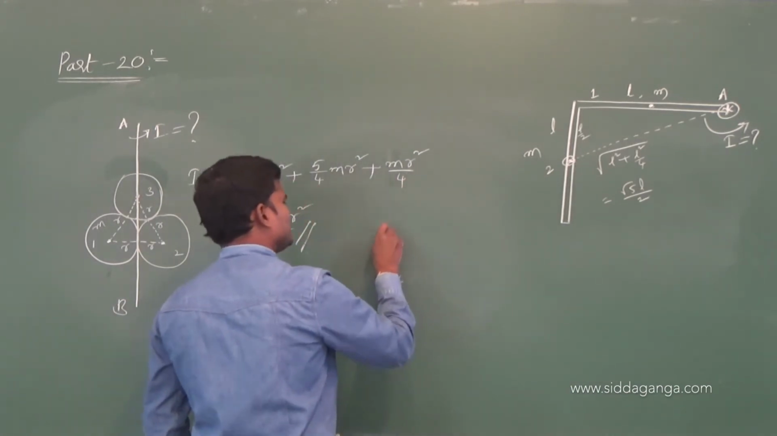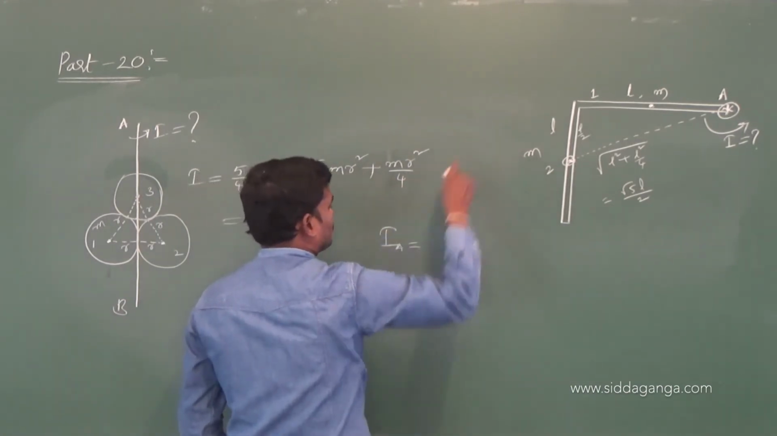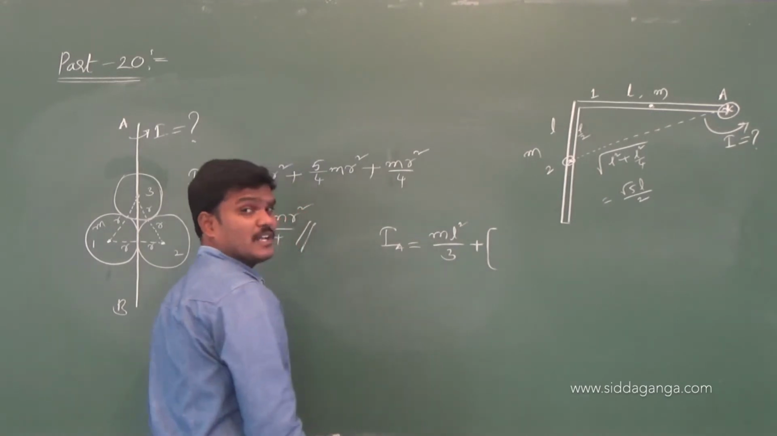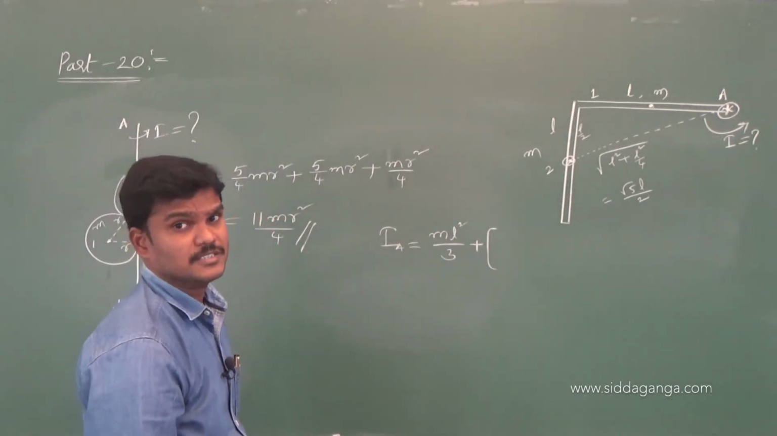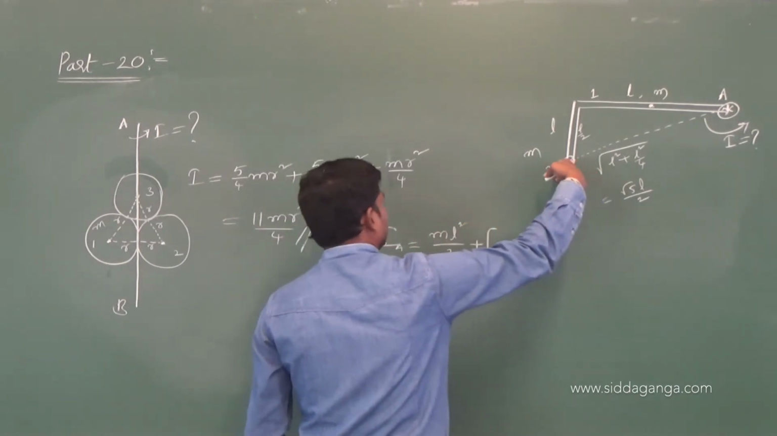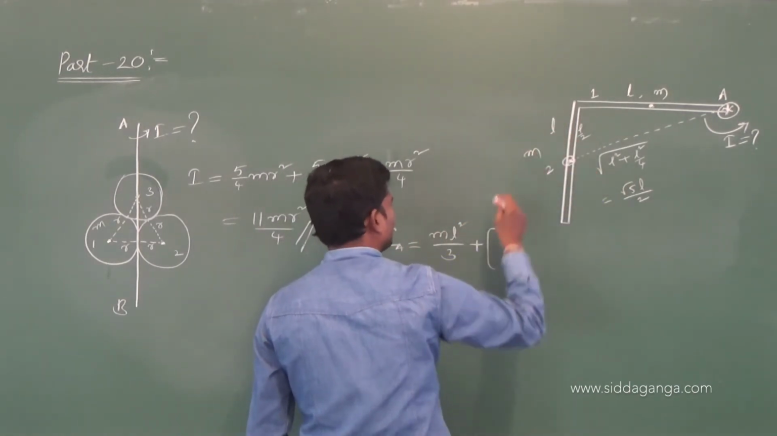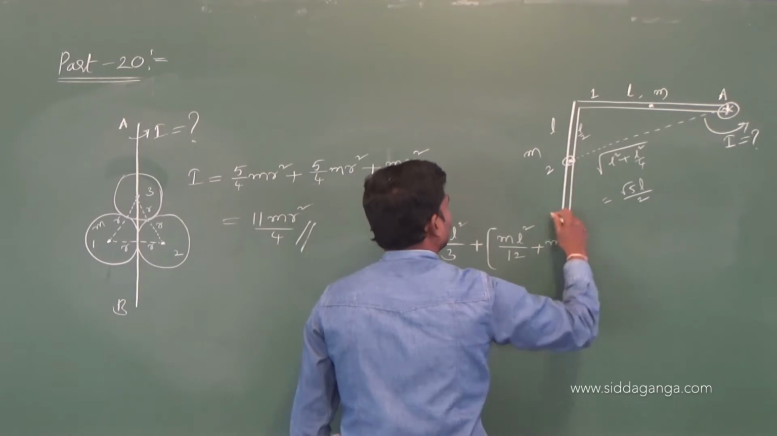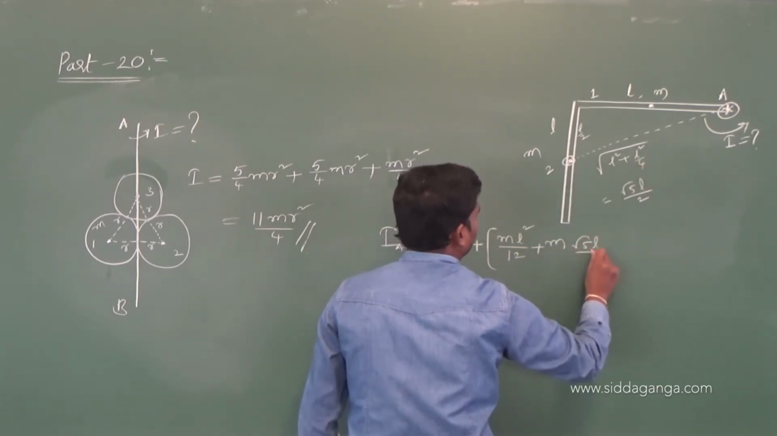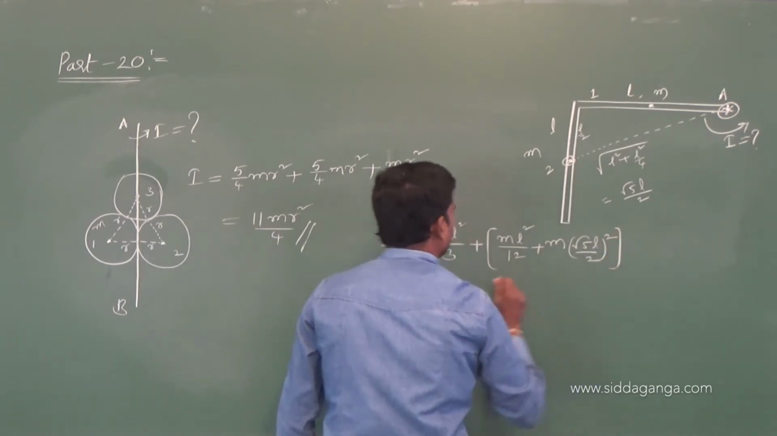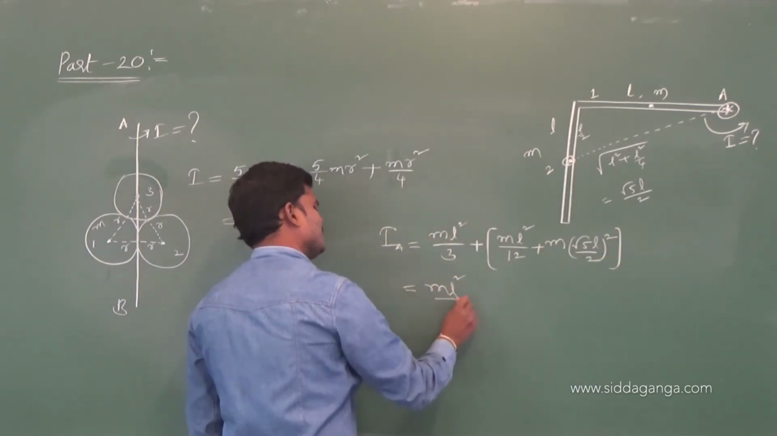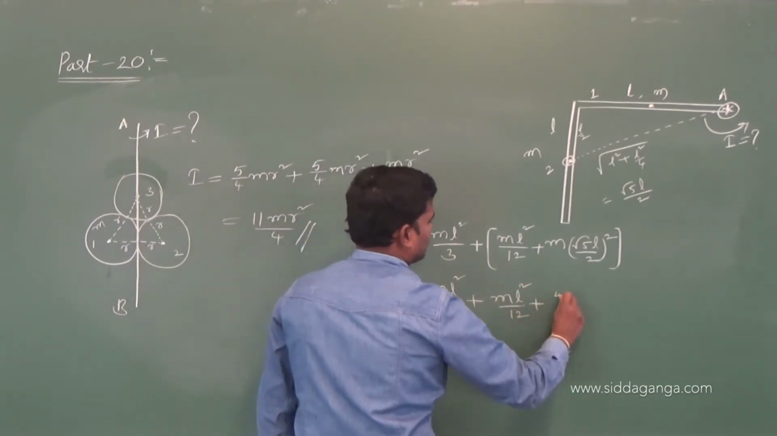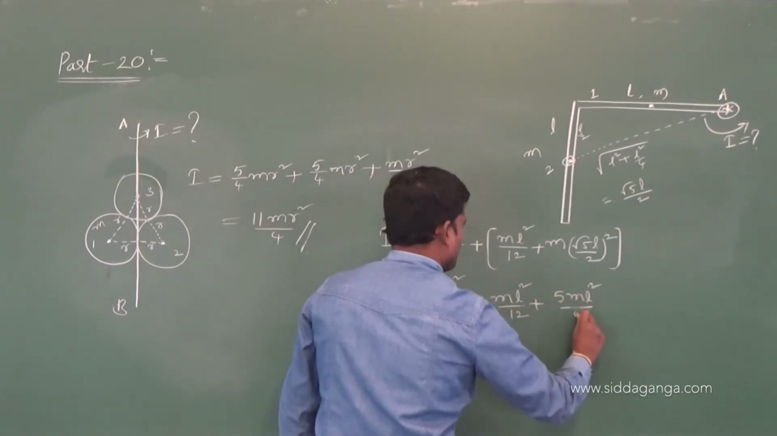Now, let me write the moment of inertia about A. For the top rod, the first one, ML square by 3. For the second one you use the parallel axis theorem: moment of inertia passing through the center of the rod perpendicular to the length, ML square by 12, plus mass of the rod times square of the distance. Square of the distance is 5L by 2 whole square. Then ML square by 3 plus ML square by 12, plus 5 ML square by 4.